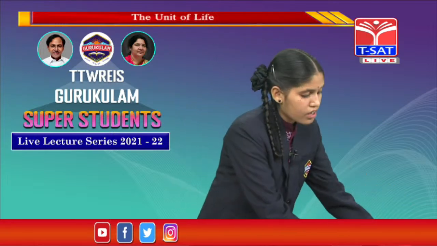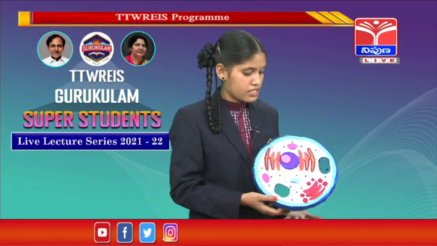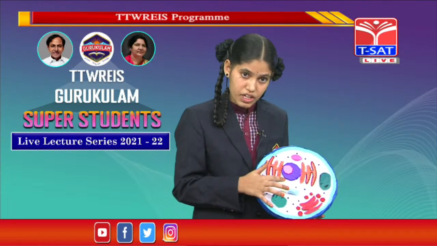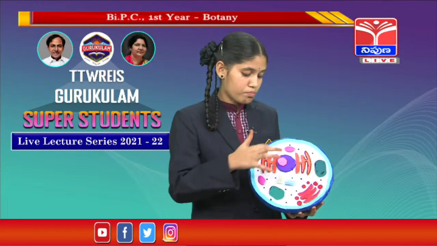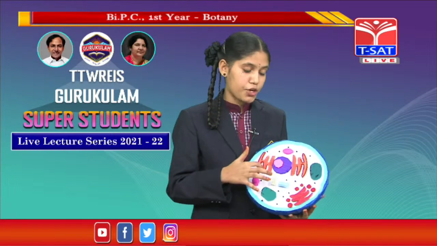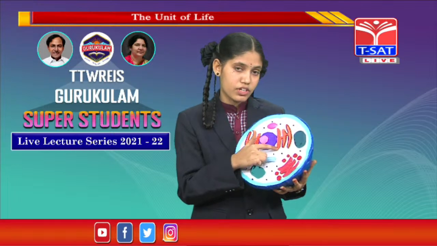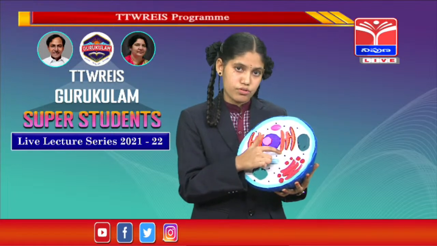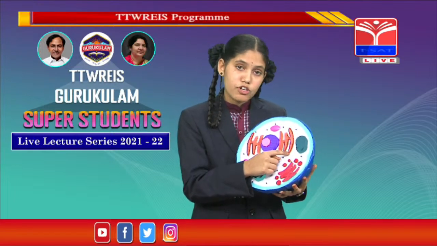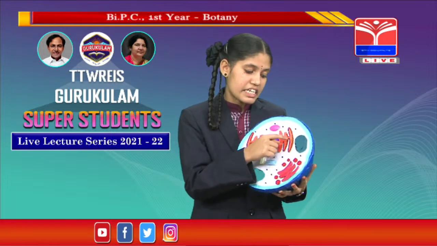Here you are seeing the cell and this is the nucleus. On the other sides of the nucleus is the endoplasmic reticulum. This is the smooth endoplasmic reticulum. It does not contain ribosomes. This is the rough endoplasmic reticulum. It contains ribosomes.